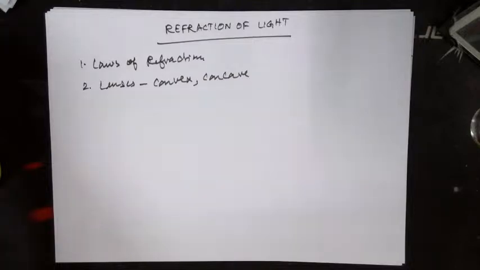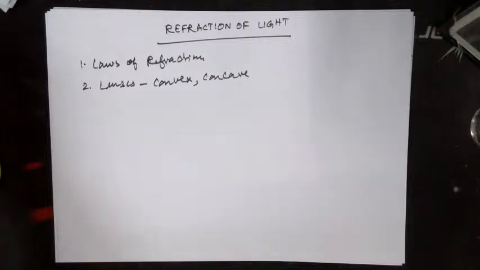In lens, we will be discussing the ray diagram, that is the images formed due to refraction in lenses, and how the refraction takes place through convex lens. Then what are the applications of convex and the concave lens? Then various positions of objects and the images formed.